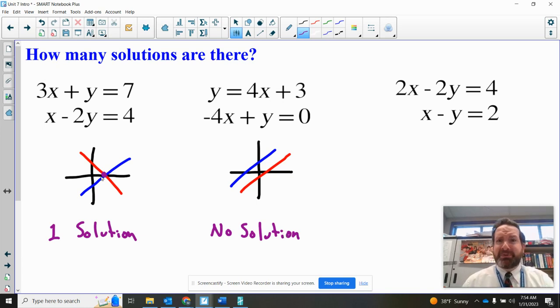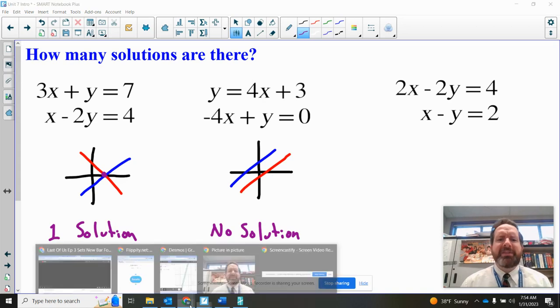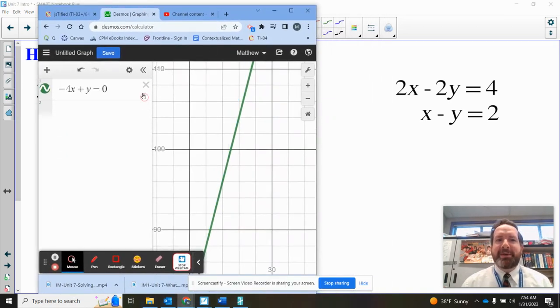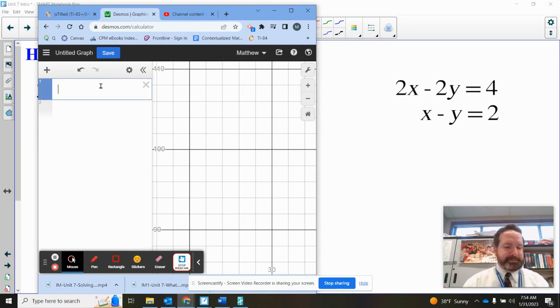So sometimes there's one solution. That happens a lot. Sometimes with parallel lines, there's no solution. Wonder what this third option is. Let's try the same thing. Do a quick pause, graph those on Desmos. Let's see what's happening. Unpause when you're ready to move on.